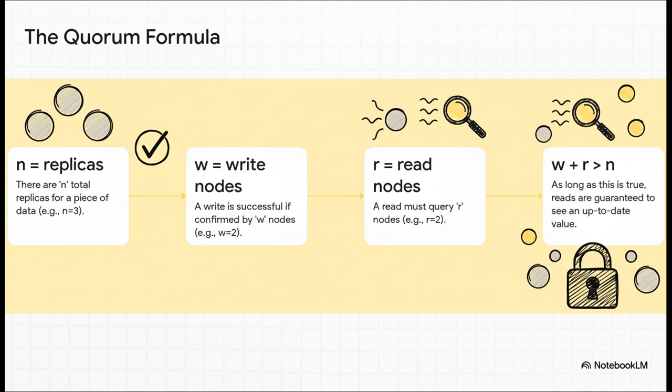And these numbers are all governed by one simple formula. W plus R has to be greater than N, where N is the total number of replicas. So for example, let's say you have 3 replicas in total. You could set both W and R to 2. A write is only successful if 2 out of 3 machines confirm it. Then, when you do a read, you have to ask 2 out of 3 machines. Since 2 plus 2 is 4, which is greater than 3, your read is guaranteed to overlap with at least one of the machines from the successful write. It's an amazing way to guarantee you get up-to-date data purely through math.